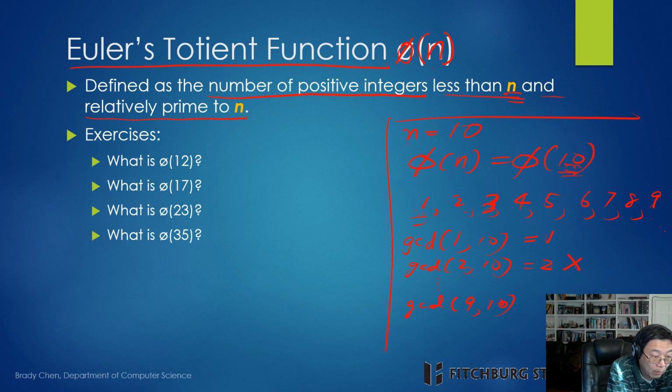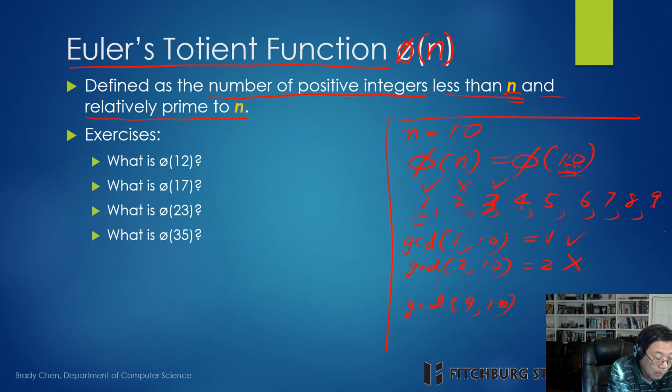So it's 1, right? Because the only divisor between 3 and 10 is 1. So 3 and 10 are relatively prime. Okay. Now 4 and 10. So 1 and 10, that's true. 2 and 10, no. 3 and 10, yes.